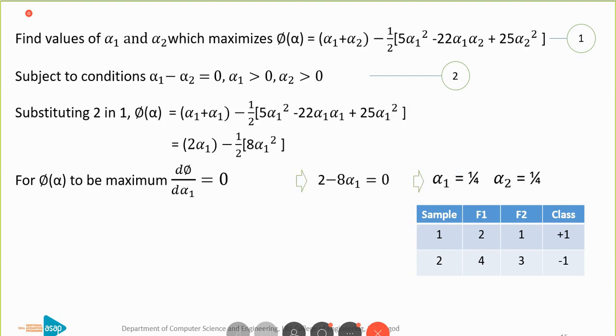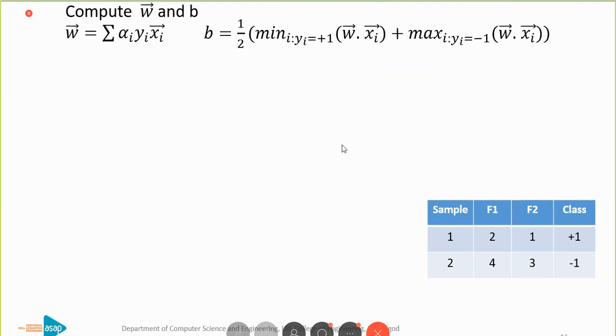We have to find out the values of W and B. So let us go to the computation of W and B. Now you know that the expression of W is the sum of alpha i y i x i. So it's direct substitution. You put alpha 1 y1 x1 plus alpha 2 y2 x2. We are going to substitute the feature vector values to compute your W. We already have alpha 1 and alpha 2, and we also have all other values. So it's a direct substitution only.